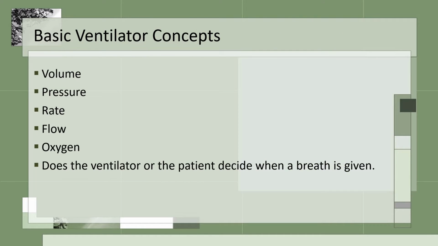So here are just some basic ventilator concepts. The first one is volume. This is the amount of air going in and out. Pressure, amount of pressure used for inhalation and exhalation. Rate, the number of breaths. Flow, time allowed for air going in. Oxygen, amount of supplemental oxygen needed. And this is also called FiO2.